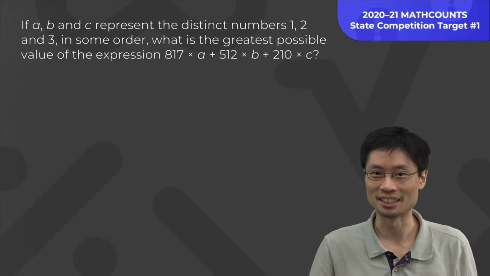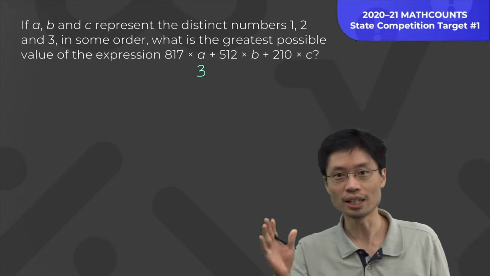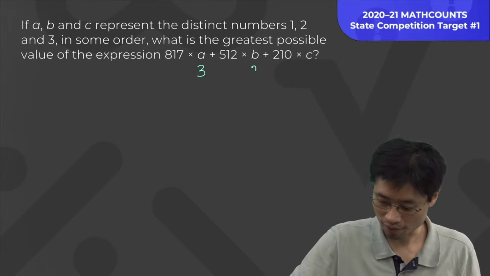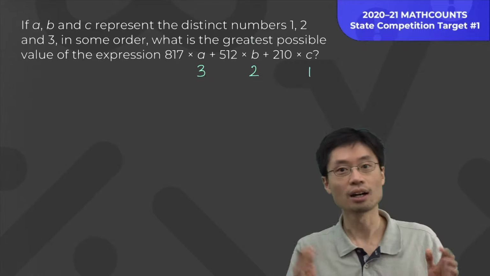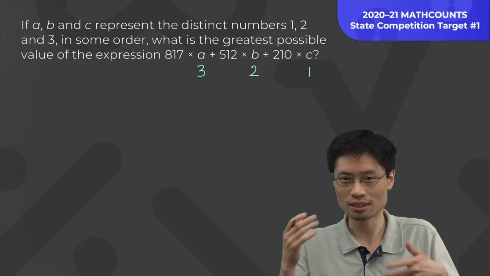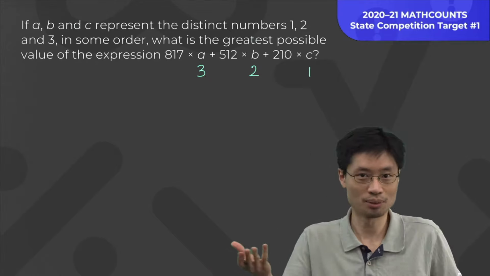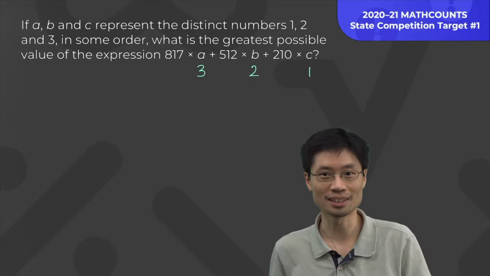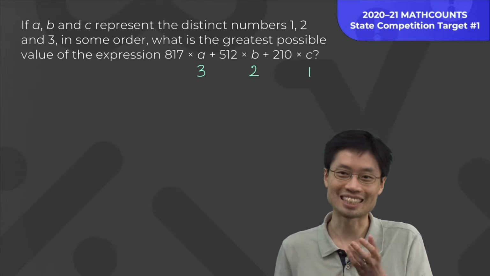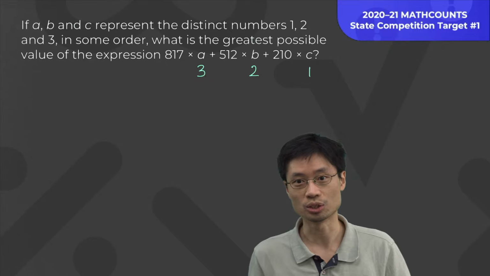I'm a greedy person. So the greatest possible would be to put 3 on the 817, and then 2 on the 512, and then 1 on the 210. So that would be probably the answer. And that's an easy way to think of it too, right? I'm going to get 3 of something, 2 of something, and 1 of something, and to want the most, make sure you get the most of the most. And this is actually part of an inequality as well. You could prove this. Well, I just went through the intuitive proof.